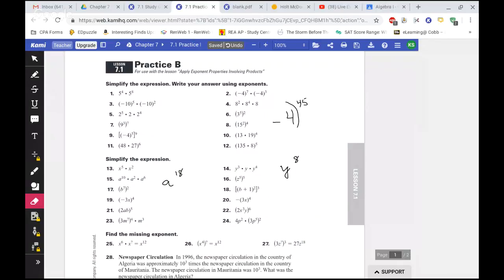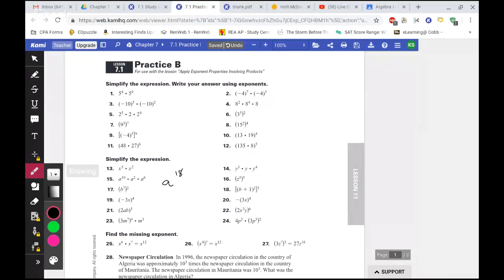What did y'all get for number 10? 13 to the 4th times 19 to the 4th. Good job. So you applied that power of 4 to everything inside the parentheses, correct? Yes. Good job. Would you keep it like that, or could you multiply? I would just keep it like that. Okay.